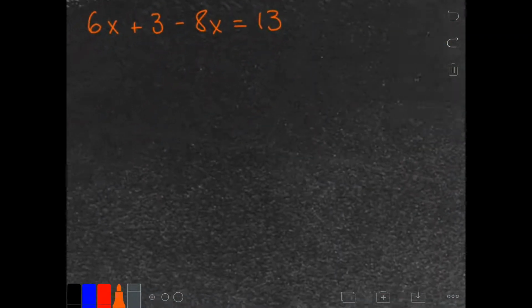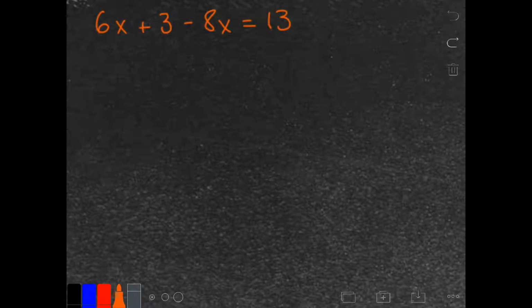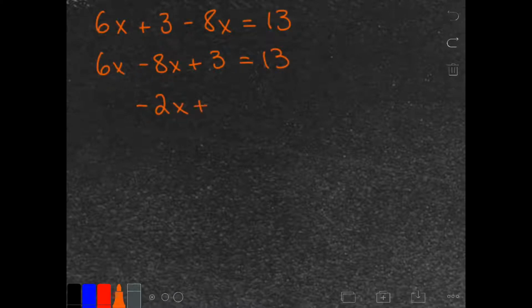Let's look at another example. So in this example, we're going to have to simplify the left-hand side of our equation first. So we have 6x plus 3 minus 8x. So let's go ahead and group like terms. I'm just going to rearrange this so it's easier to see. So 6x minus 8x plus 3 equals 13. Now I can go ahead and combine like terms. 6x minus 8x is going to give me negative 2x plus 3 equals 13.